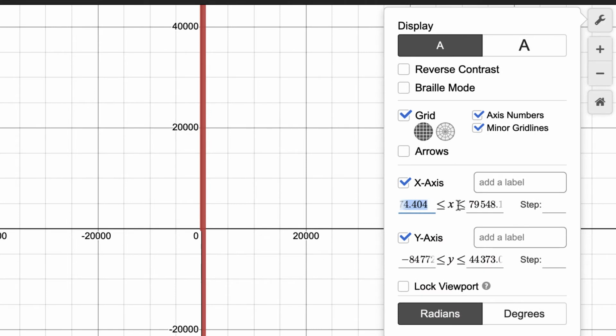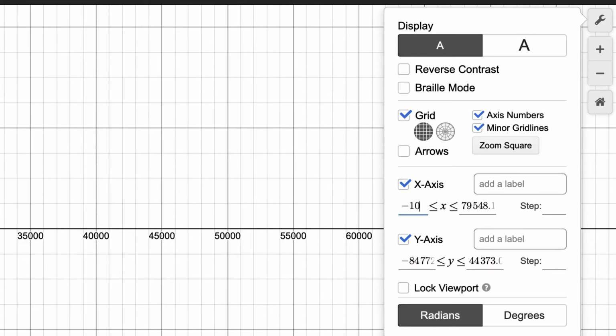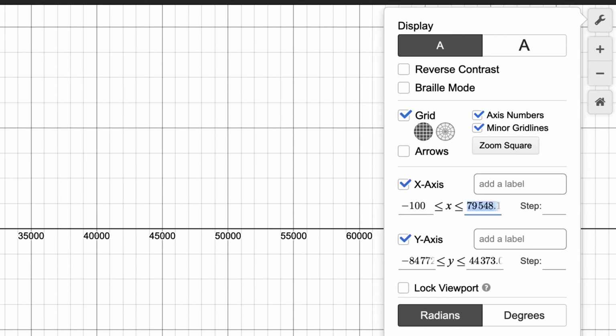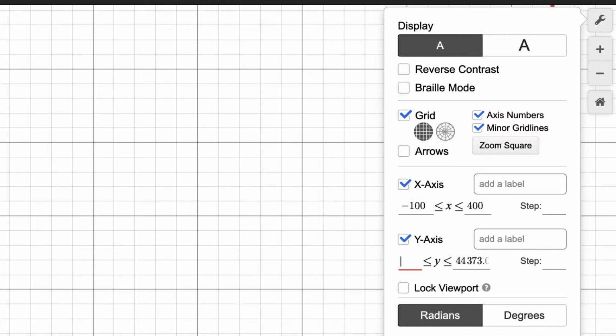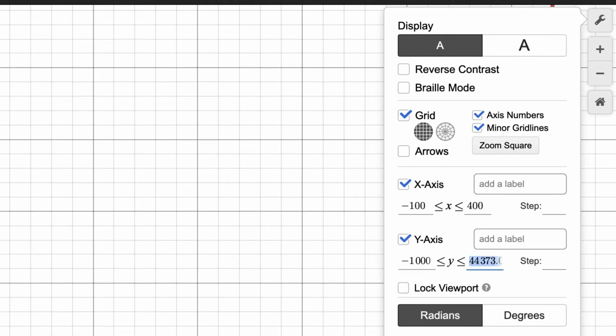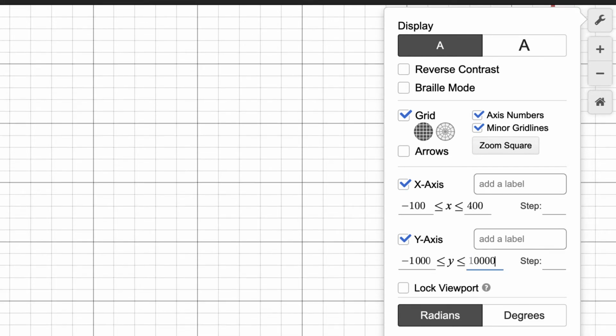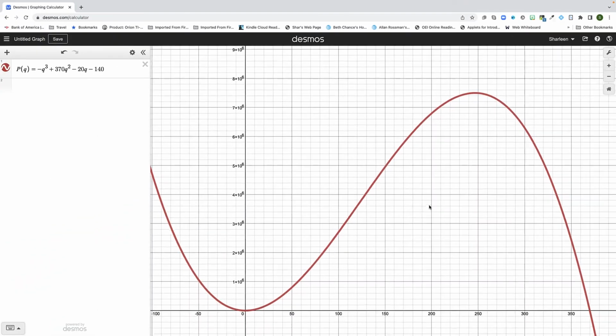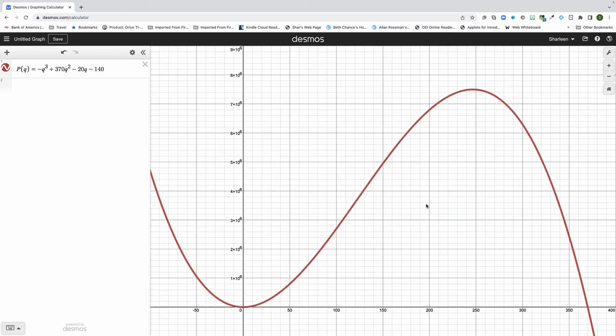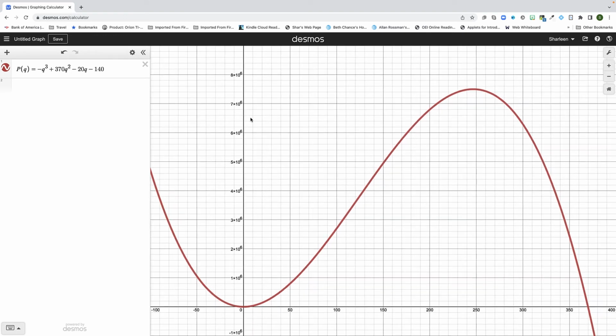I'm going to set the minimum x-axis value at negative 100 and the maximum at 400. And for the y-axis, I'm also going to set the y minimum to negative 1000 and the y maximum to 10 million. Now I can see the graph, but I want to just move it up. So I'm just using my mouse to move the graph around. You'll notice since the y values are fairly large, these are all in the millions, that Desmos has converted them to scientific notation for us.